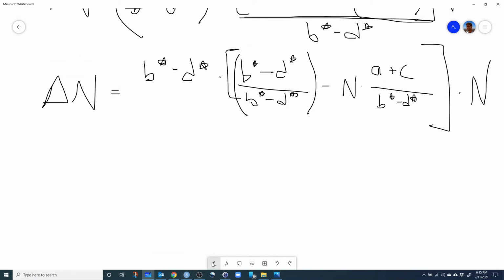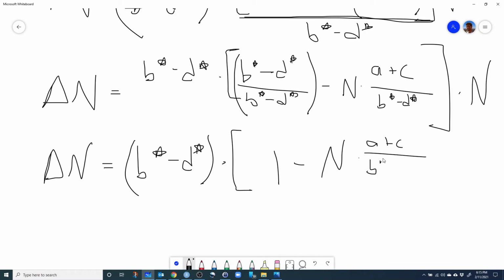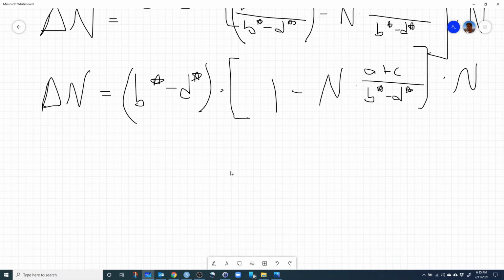All right, so we will write it out first. Delta n is equal to b star minus d star, and I'm going to put those in parentheses, times 1. This cancels out, right? B minus D over B minus D is 1. 1 minus n times A plus C over B star minus D star. And then multiply that by n.